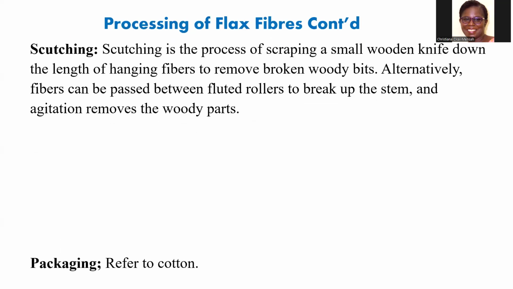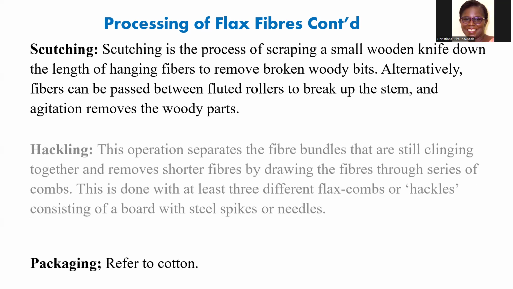So after that, what next? We need to take away all the woody core because we don't need the wood. We need just the skin. So scratching is the next process. Scratching is the process of scraping a small wooden knife down the length of hanging fibers to remove broken woody bits. Alternatively, fibers can be passed through fluted rollers to break up the stem, and agitation removes the woody parts.